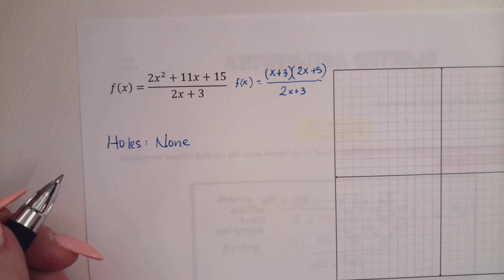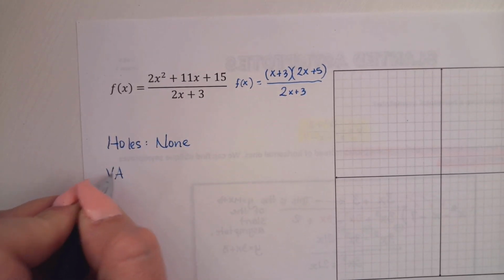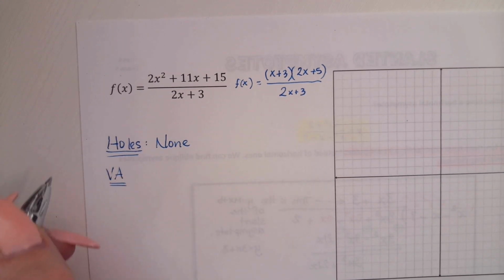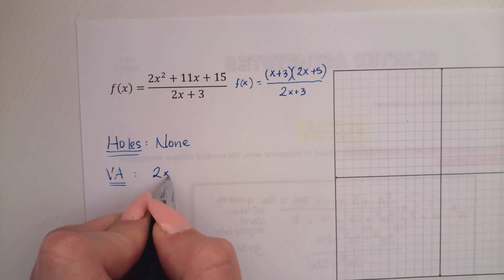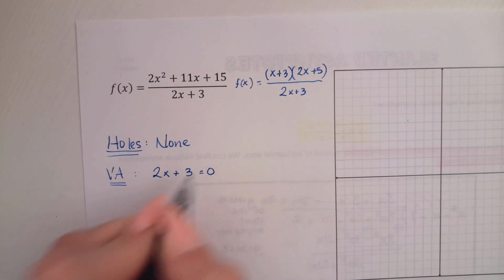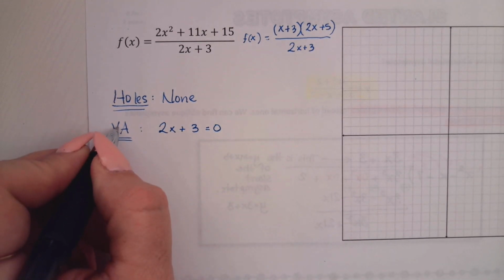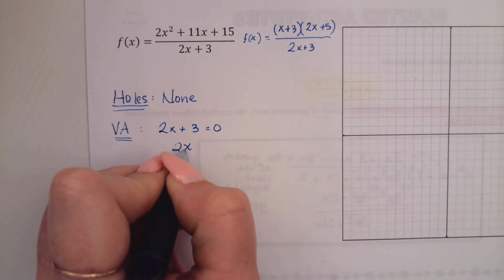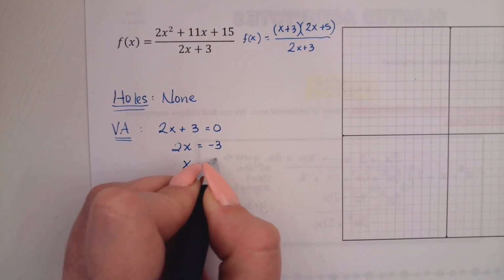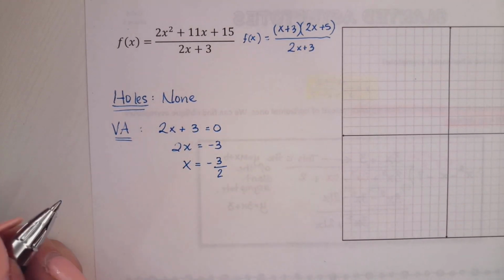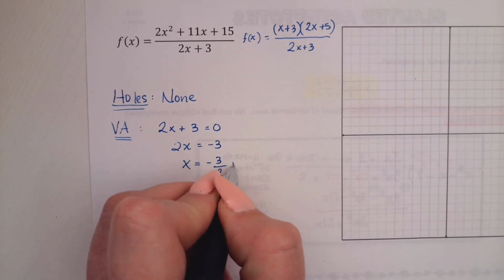Okay, creature of habit. What do I like to find next? Vertical asymptote. That's again where the denominator equals 0. How would I solve this little equation where my denominator equals 0? Subtract 3 first. Good. Then divide by 2. We get x equals negative 3 over 2. Or if you were going to put that on a graph, you could write it as negative 1.5. It's kind of the same thing.